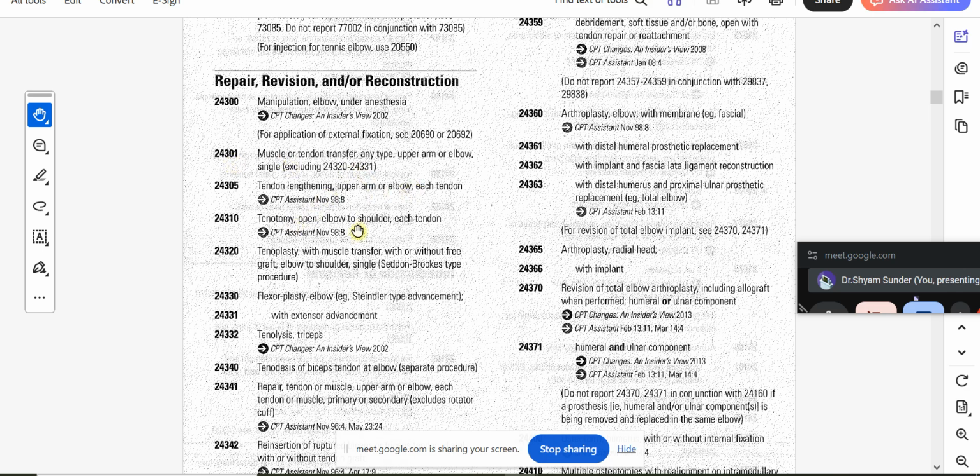Among all the surgical CPT sections, some of the procedures in the musculoskeletal system are a bit tough because it's all about anatomy. There are so many tendons, so many muscles, so many bones. Initially you find it difficult, but you have to get used to the language. That's important. 24301, muscle or tendon transfer in the upper arm or elbow region, and 24305, tendon lengthening. Tenoplasty: plasty is again repair.